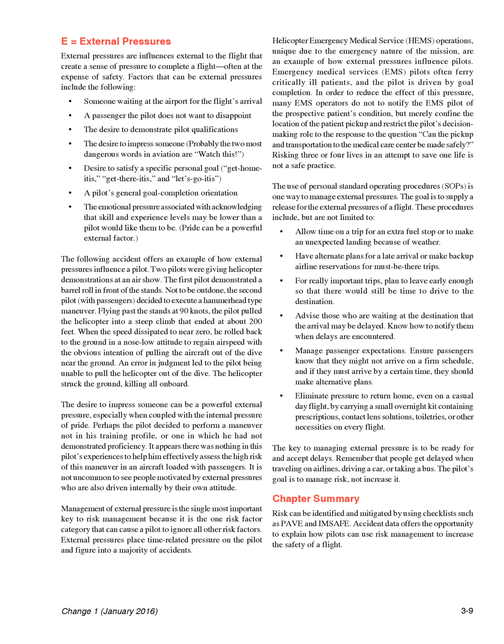Probably the two most dangerous words in aviation are "watch this." Desire to satisfy a specific personal goal, get-home-itis, get-there-itis, and let's-go-itis, a pilot's general goal completion orientation, the emotional pressure associated with acknowledging that skill and experience levels may be lower than a pilot would like them to be. Pride can be a powerful external factor.